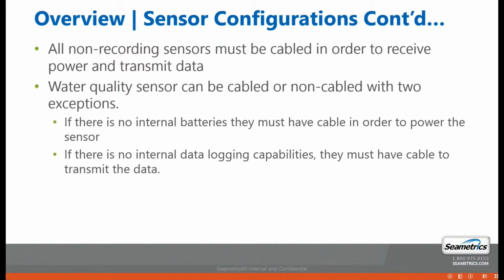There are certain water quality sensors out in the market that can be cabled or non-cabled, but there are 2 exceptions to those. Water quality sensors usually consume much more power than just a recording or pressure sensor. So you would need internal batteries, and if you don't have those, you would have to bring those cables out and plug them into some other type of supply. And also, if there's no internal logger capabilities, they must have cable to transmit the data, just like with anything else.